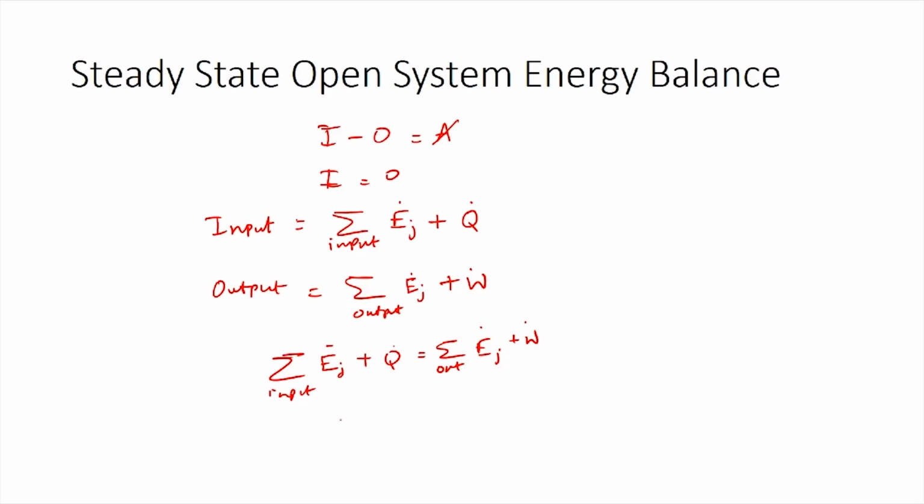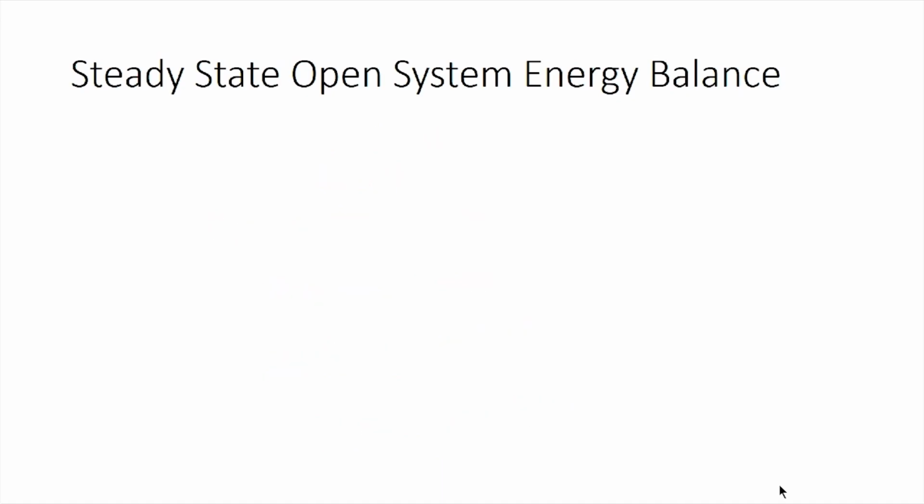So, this equation then becomes sigma output of Ej dot minus sigma input of Ej dot equals Q dot minus W dot. From here we now need to identify the energies possessed by the systems in the output and input condition. In this equation we need to identify what Ej dot and W dot represent.